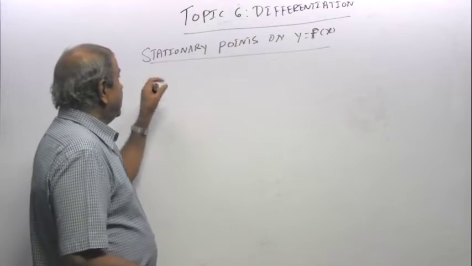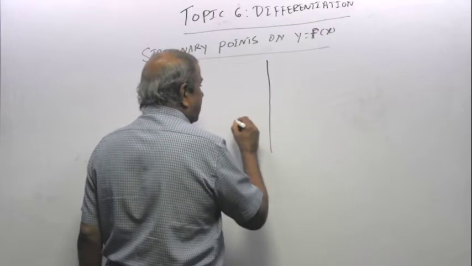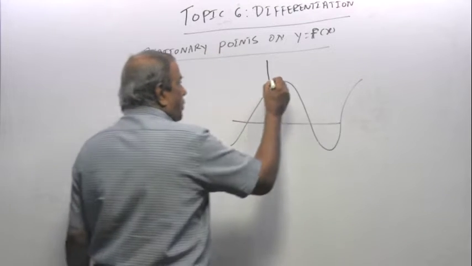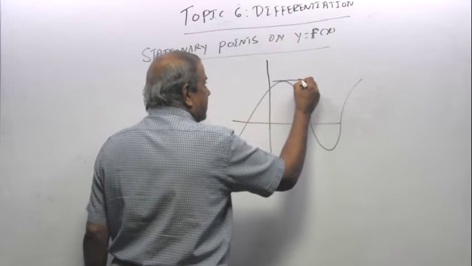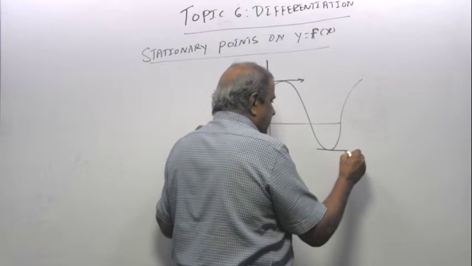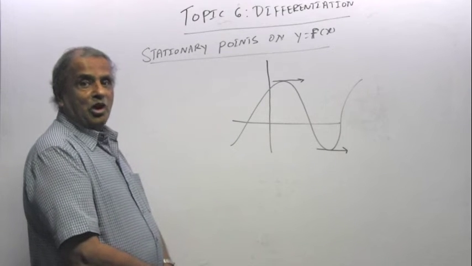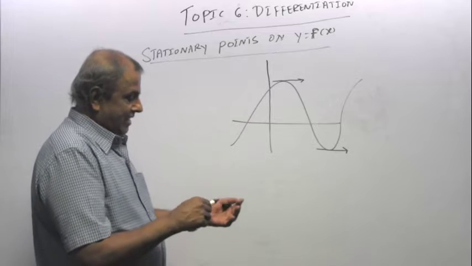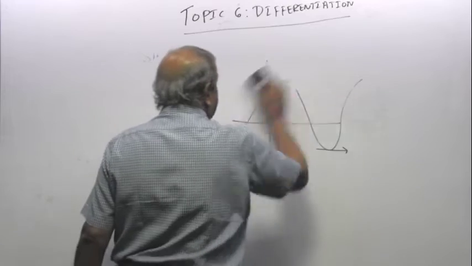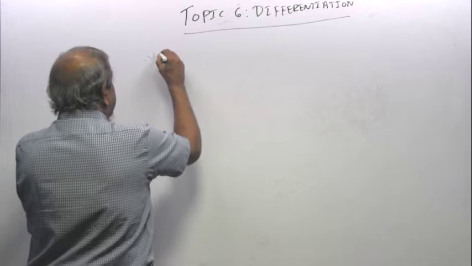Today I want to go further and talk of stationary points. You see, for example, if I have a curve like this, at this point the tangent is parallel to the x-axis, and at this point the tangent is parallel to the x-axis. I have taught you tangents and normals. Oops. So I think I'll have to rewind and go back a bit and give you some ideas on tangents and normals. Let's do that.